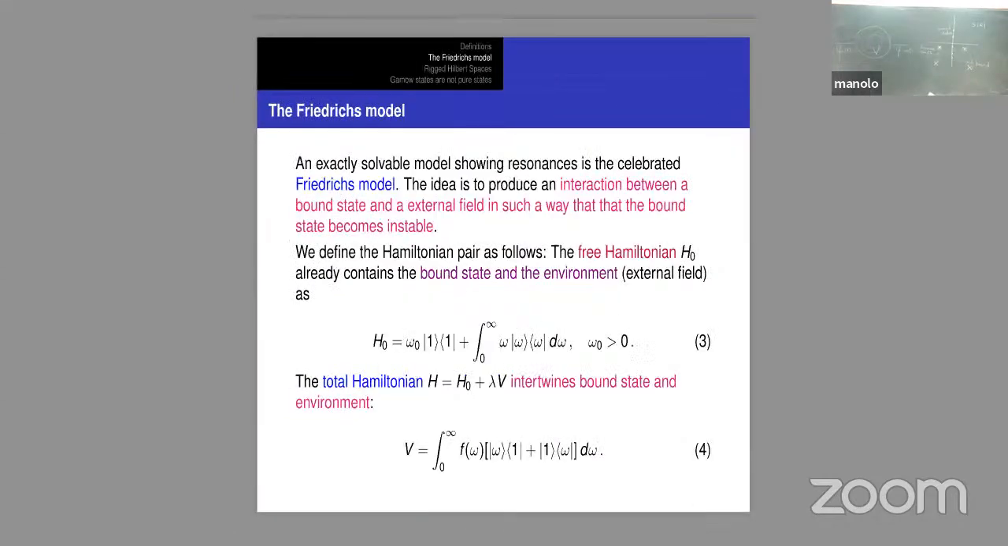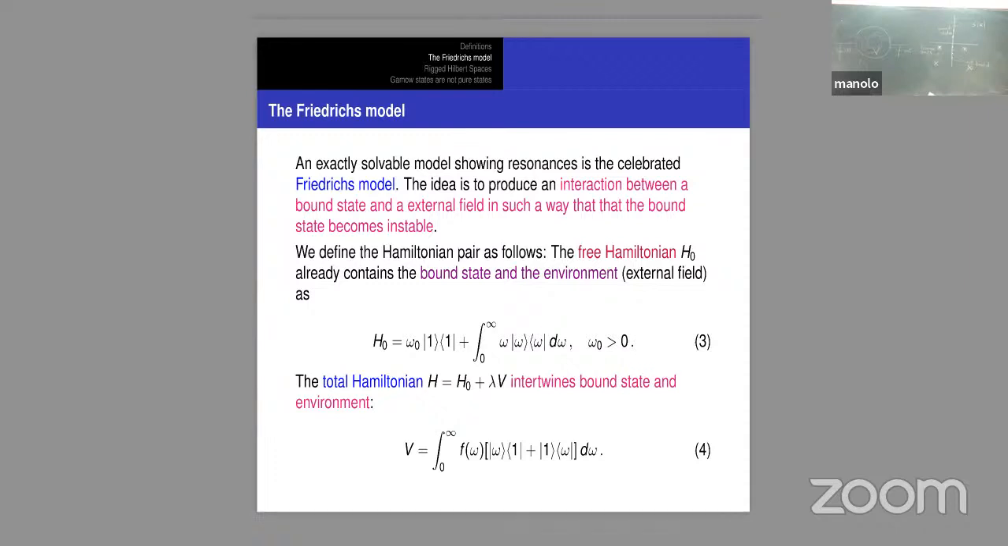Now, this is rather abstract, so let me introduce something very well known since 53 years ago, the so-called Friedrichs model. And what is the Friedrichs model? The Friedrichs model is an exactly solvable and rather simple model showing resonances. The idea to create a resonance is to produce an interaction between a bound state and an external field in such a way that the bound state becomes unstable.